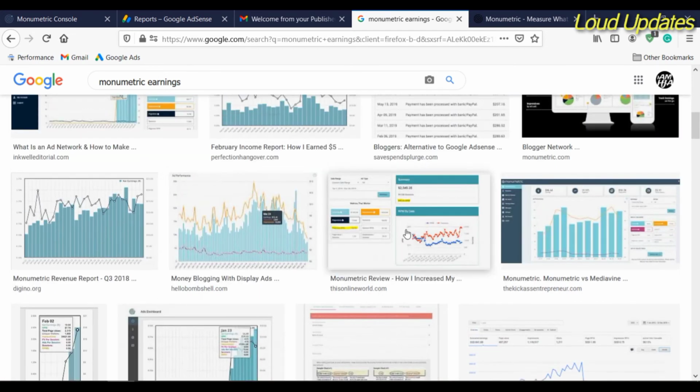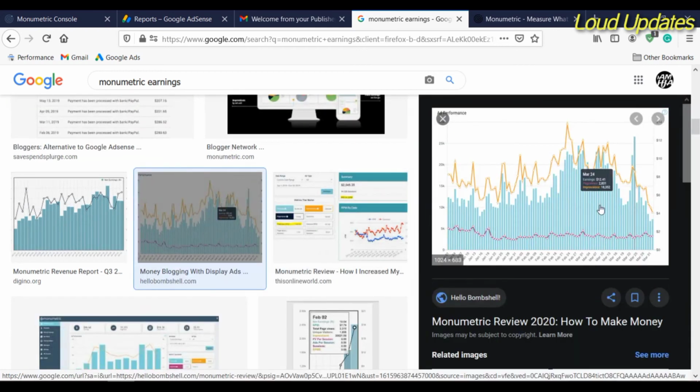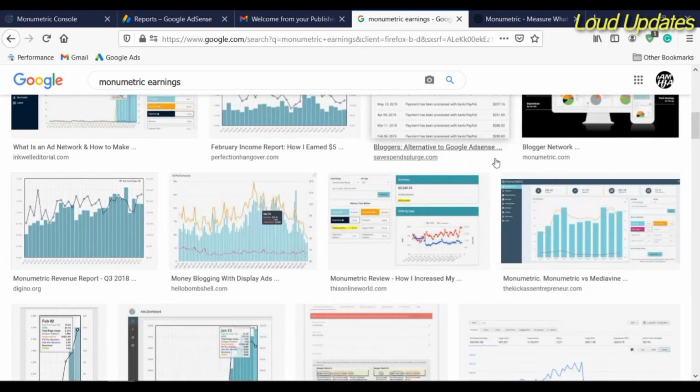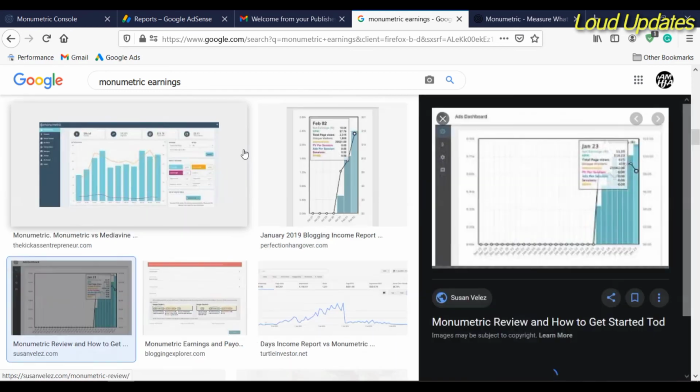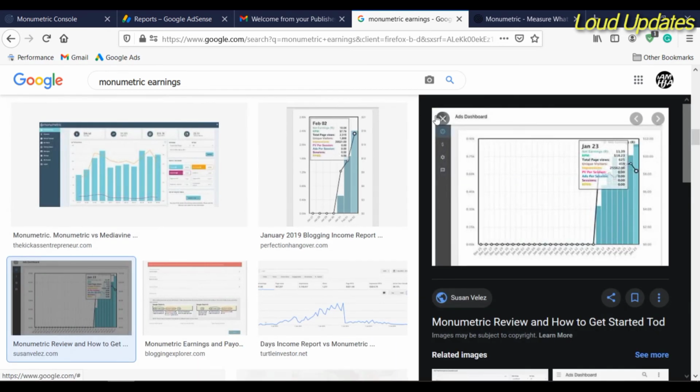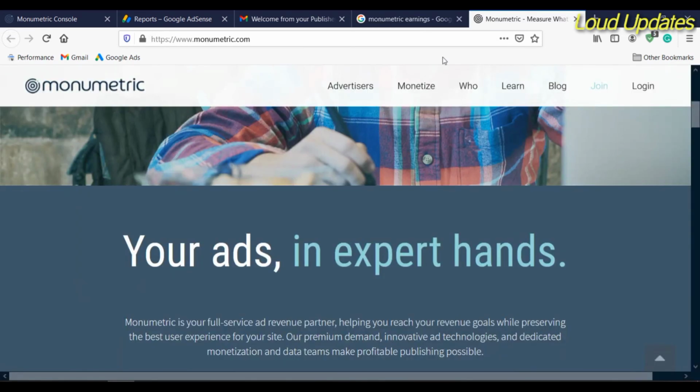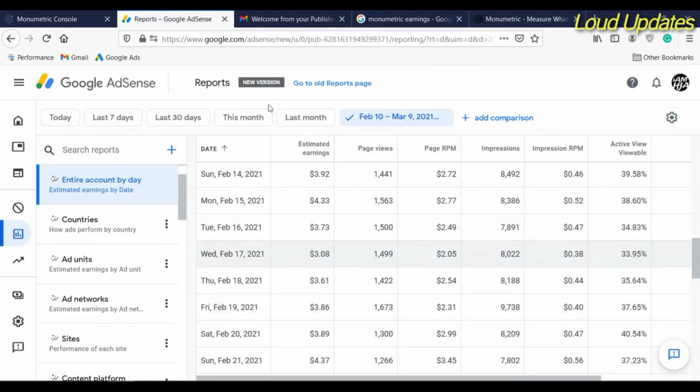The bad thing is they have 60-day payout terms. This is a bad thing, but Monometric is a good platform. Just join today and increase your website earnings. Here you can see different people share their stats.